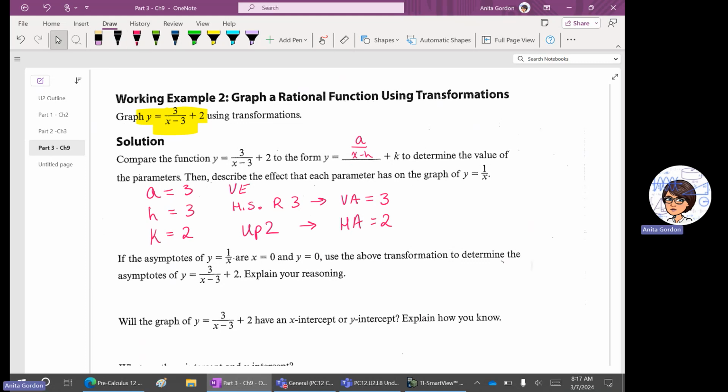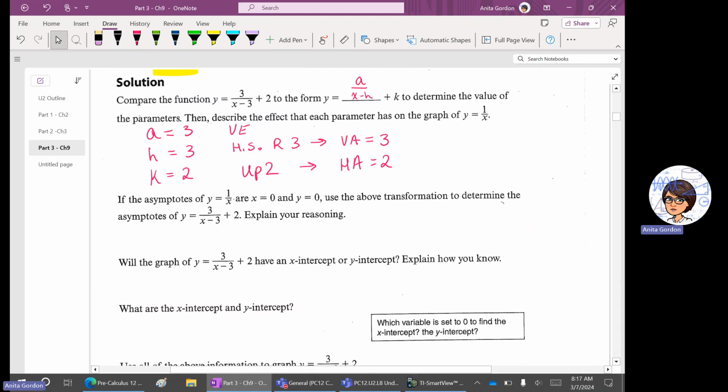Okay. Now, if the asymptotes of 1 over x are at 0, 0, use the above to figure out what the new asymptotes are. Well, we just did that here, right? Our asymptotes are not affected by reflections and stretches. They are only affected by horizontal and vertical shifts. So we start at 0, 0, and we shift them in whatever directions h and k tell us.